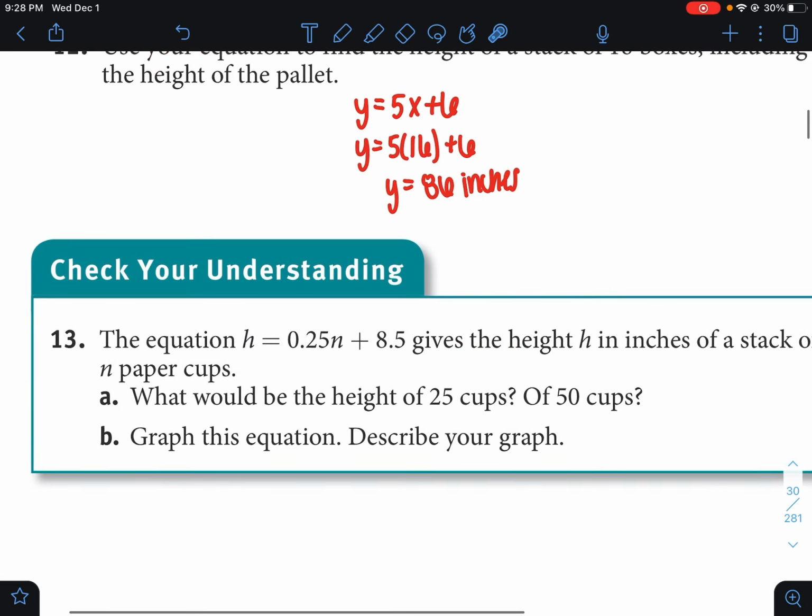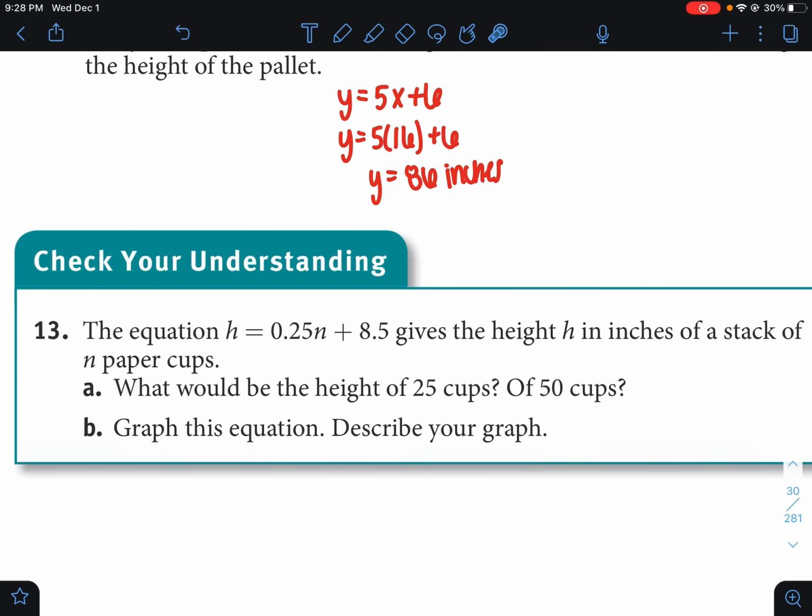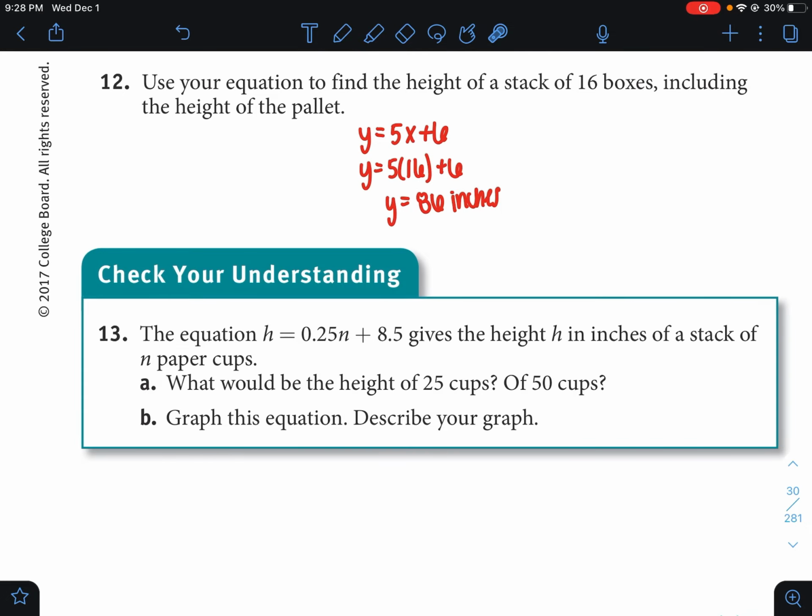Okay, so we now come to our second check your understanding. You're going to skip those questions. Again, we're going to tackle those in class.